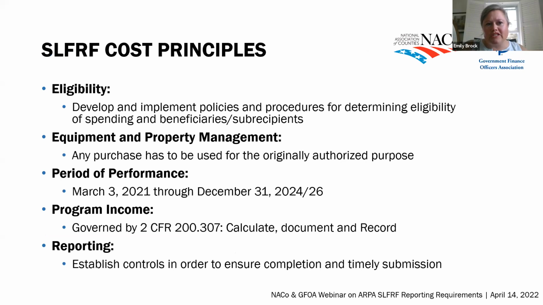On the next slide, a few more cost principles. Making policies and procedures to determine eligibility is a big check mark in uniform guidance. Making sure your equipment and property management is tracked. So some of you on the line may be deciding to purchase assets, physical asset structures. In uniform guidance, there are principles on how the purchase has to be used, how it has to be maintained. And if you defease the asset, if you get rid of, sell the asset, there are instructions on how to get rid of the asset or to sell the asset. But otherwise, in uniform guidance, any purchase has to be used for the originally authorized purpose.